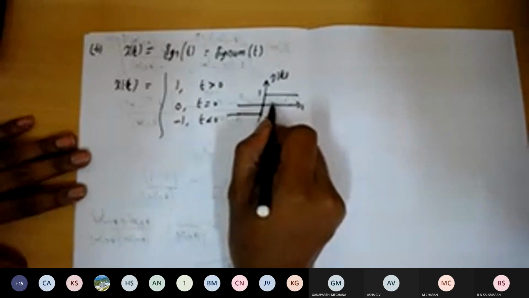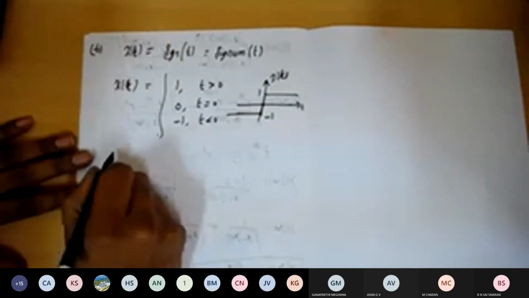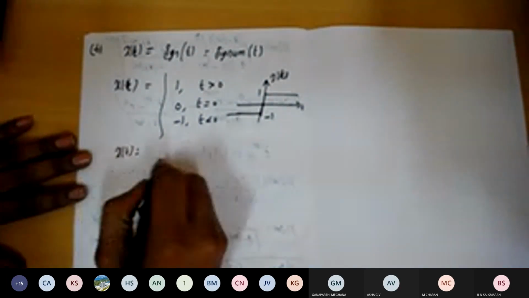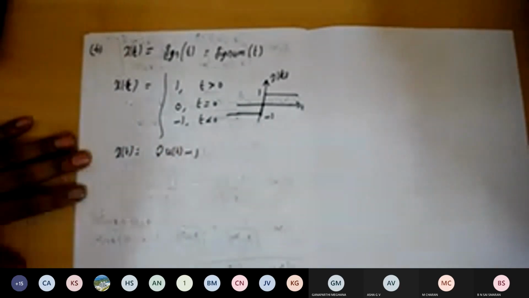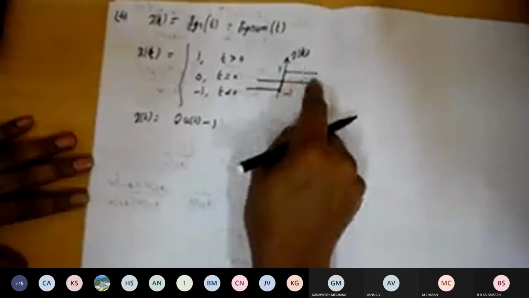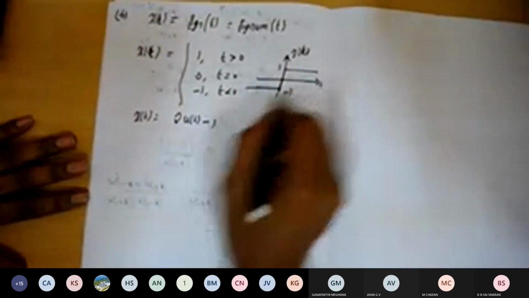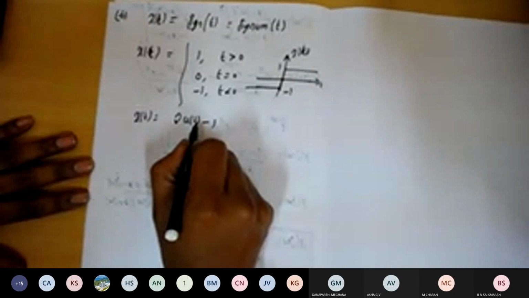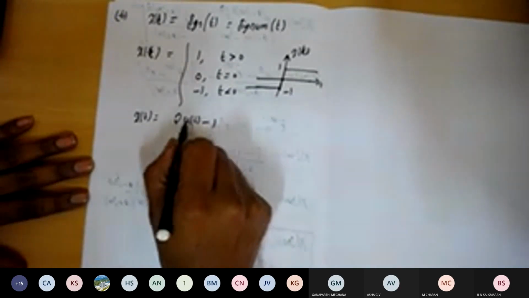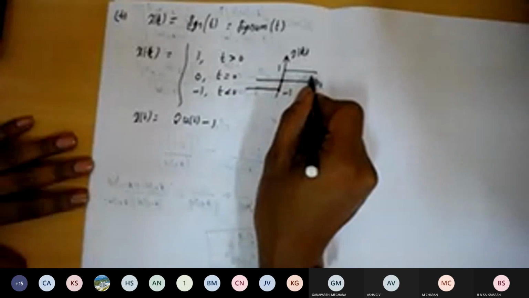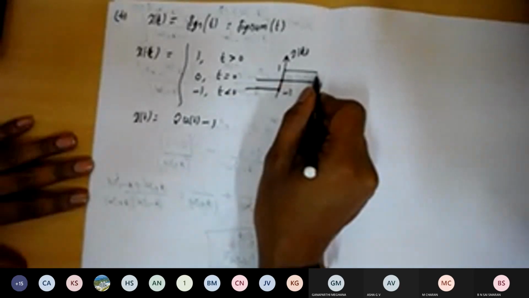So I can express this in terms of the unit step function like this: 2 into u of t minus 1. When t is greater than or equal to 0, u of t has the value 1. So 2 multiplied by 1 will be 2, and 2 minus 1 will become equal to 1.